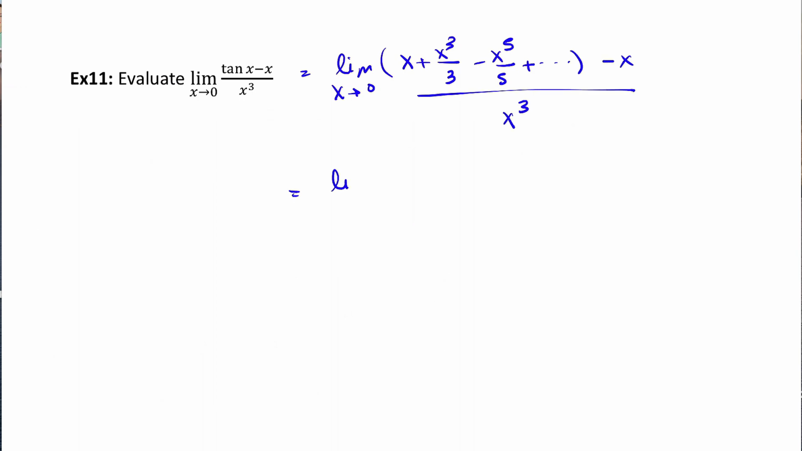So then I get that this is the limit as x goes to 0. Simplify x and x. Divide everything by x cubed, and you're left with 1 over 3 plus x squared over 5 plus a bunch of terms that go to 0 as x goes to 0. So my final answer for this limit is 1 over 3.